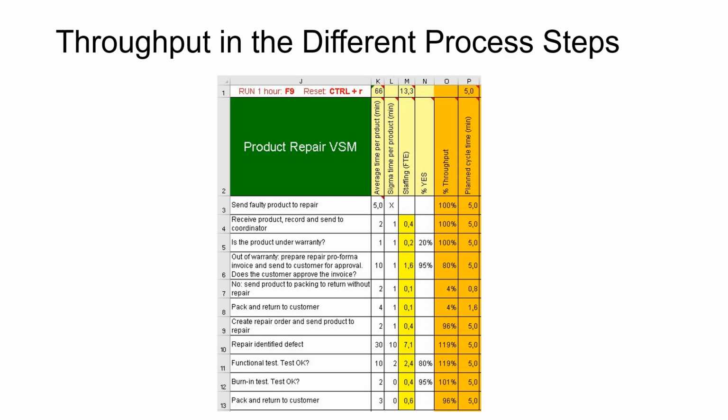In the repair step, line 10, 100% of products need to be repaired, but some products more than once, those failing functional or burn-in tests. 119% of products need to be processed.